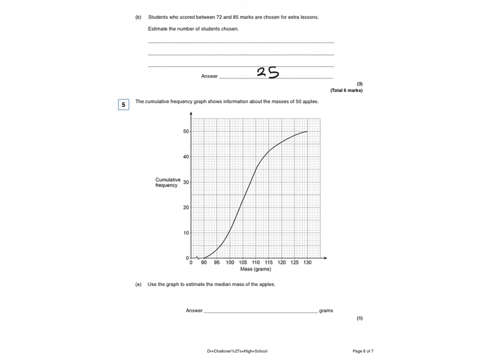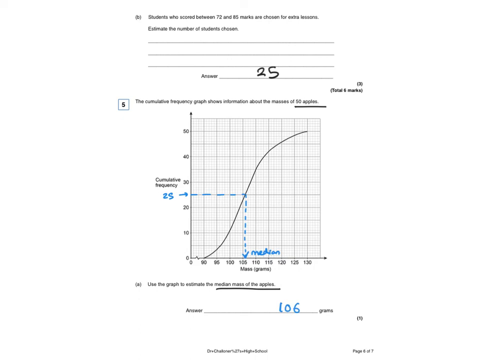Question 5. We've been given a cumulative frequency graph. We need to use the graph to estimate the median mass of apples. So there are 50 apples. Our median apple is going to be our 25th apple. So find 25 on the cumulative frequency axis there. And then track downwards from when you hit the graph. Draw this on your diagram. Make sure your working is clear. And this takes us down to the median mass on the x-axis, which looks to be 106 grams approximately.